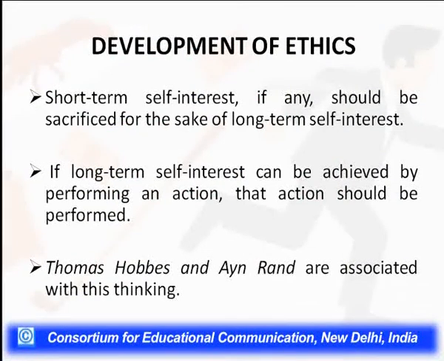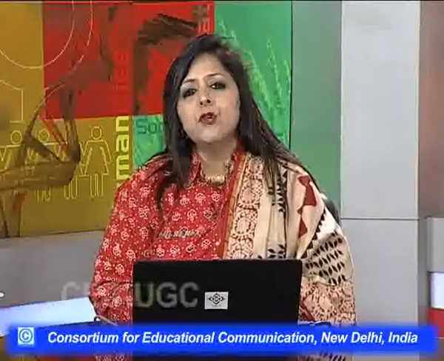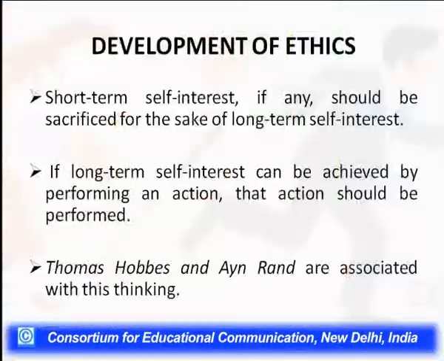The short-term self-interest of an individual should be sacrificed for the sake of the long-term self-interest. Again, here you must understand that focus number one is on self. Number two, the focus is on long-term self-interest. It's not that you are just taking a particular conduct or action and it is giving you benefits over a very, very small period. Then this is not justified. Ethical egoism is all about having a self-interest, giving benefits to an individual only, plus it is giving long-term self-interest to an individual only. So if the long-term self-interest can be achieved by performing an action, the action should be performed. Thomas Hobbes and Ayn Rand are associated with this kind of thinking.